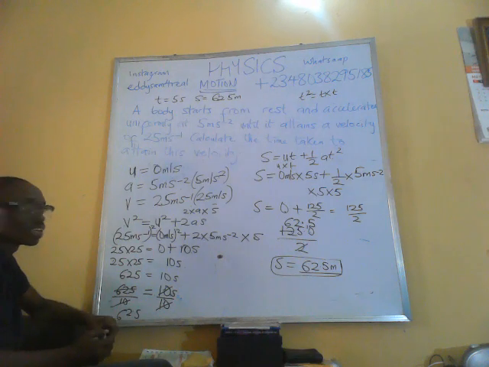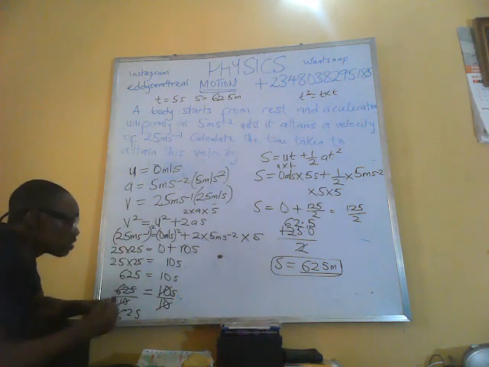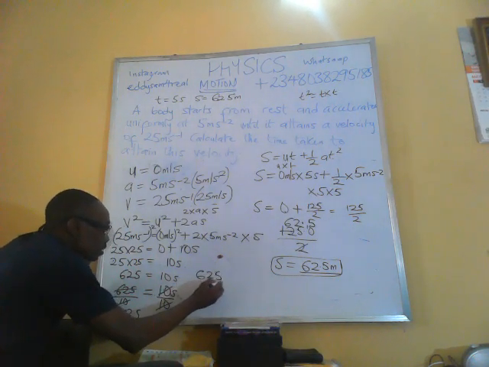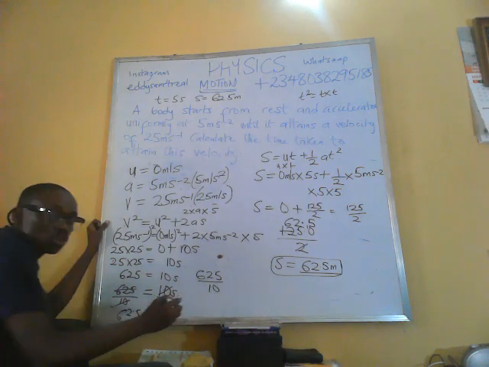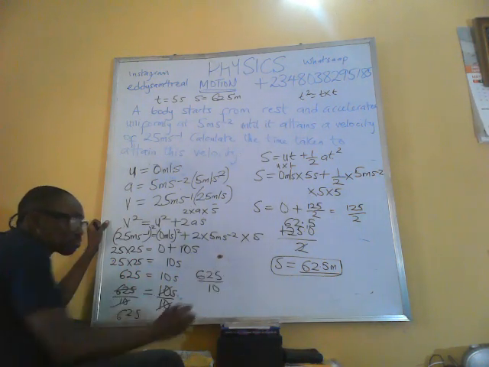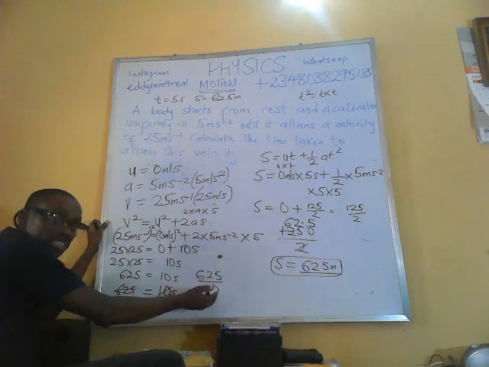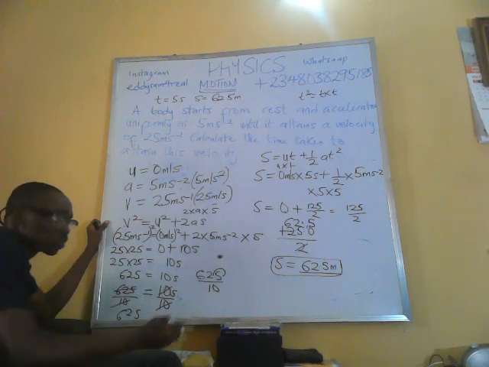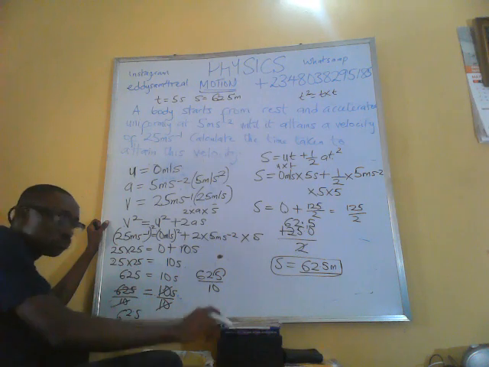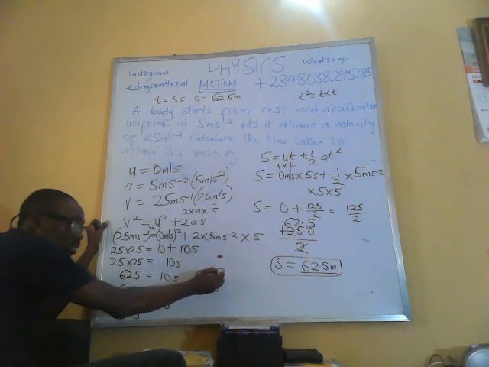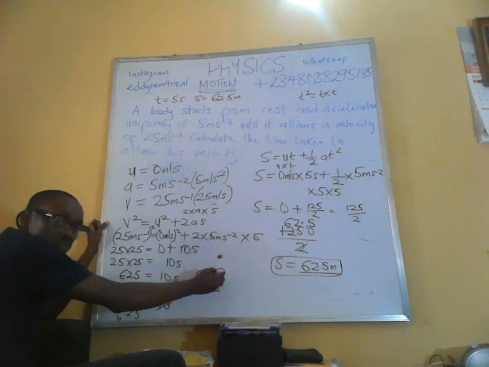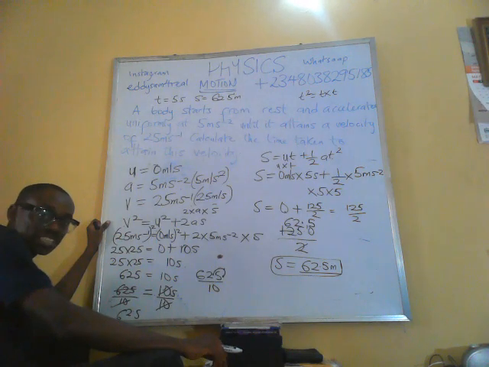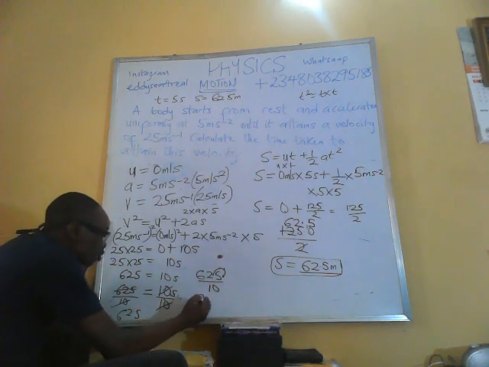How did I get that? In case you are confused, division by 10 is very, very simple. Let me show you here. We have 625 divided by 10. All you need to do when you are dividing by 10 is put a point here. 10 has how many 0s? One 0. Just push the point one place behind the last digit. So that is how we got 62.5 meters.